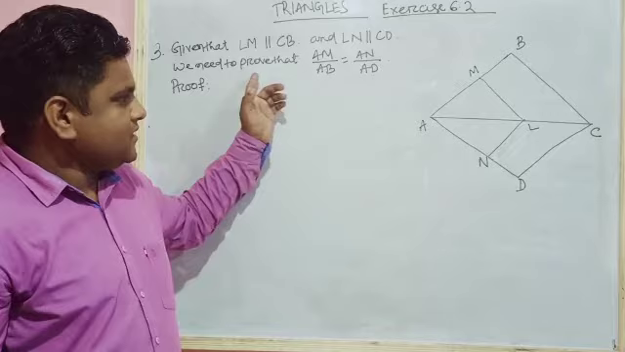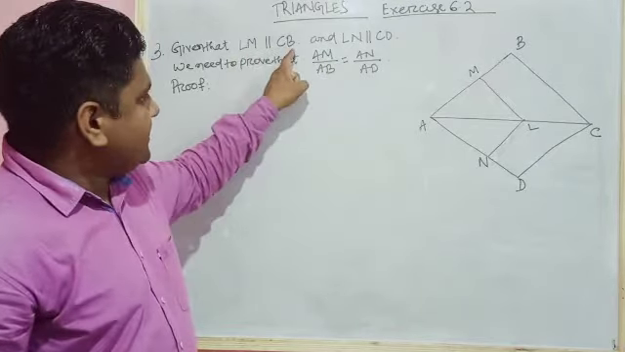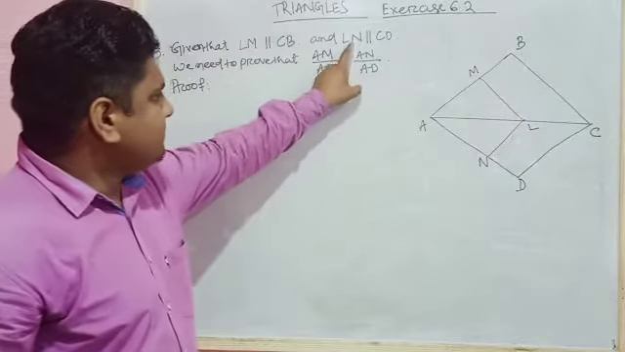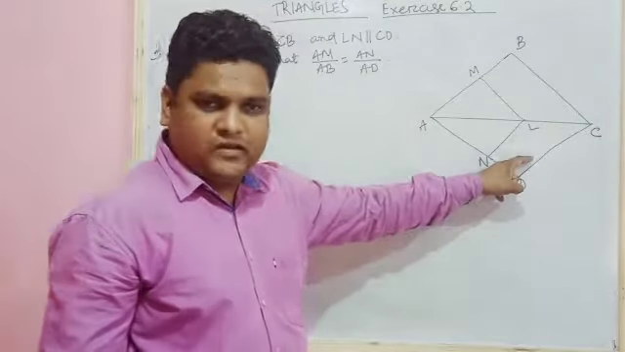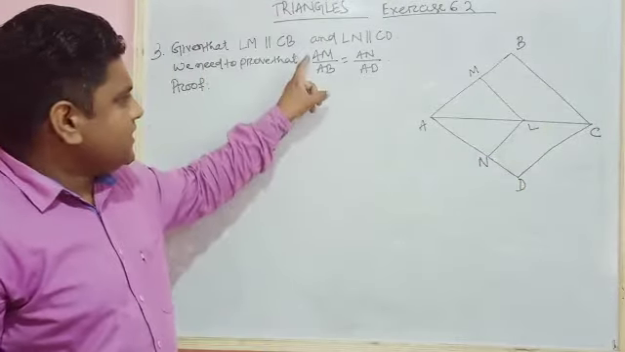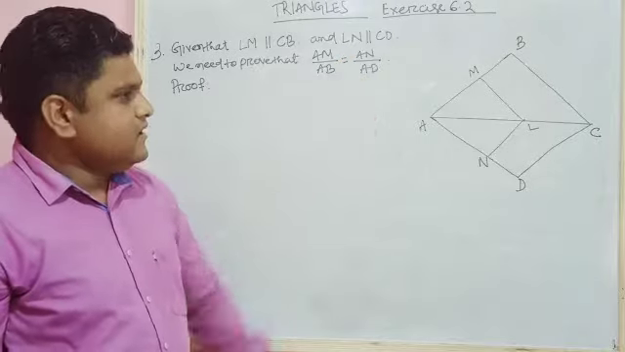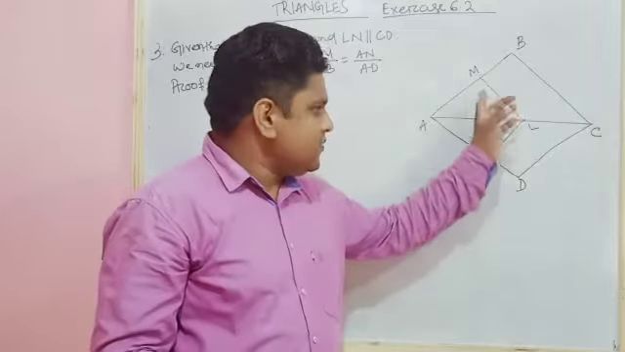So let's take number 3. In this figure, LM is parallel to CB. LM and CB are parallel, and it is also given that LM and CD are parallel. These two lines are also parallel. We need to prove that AM by AB equals AN by AD. We have to use the basic proportionality theorem in both cases.